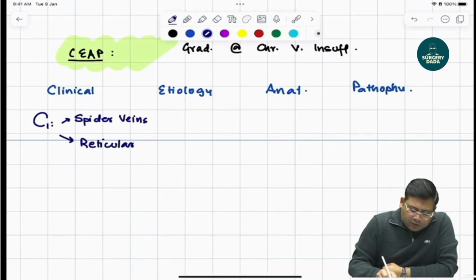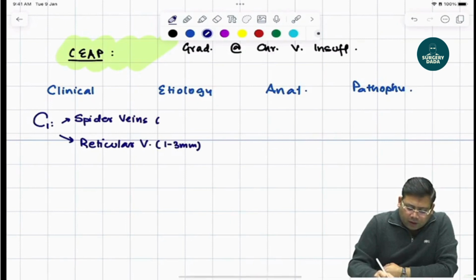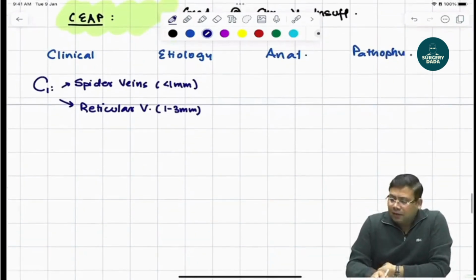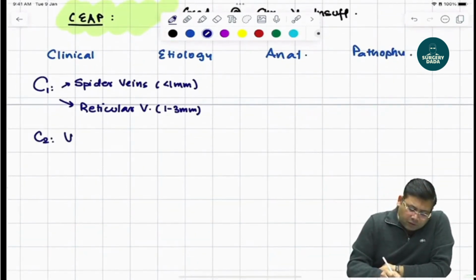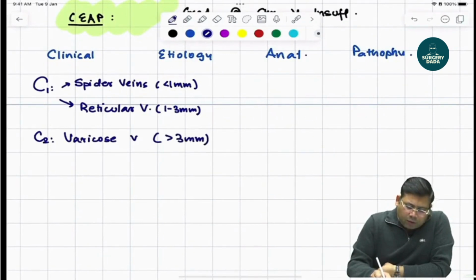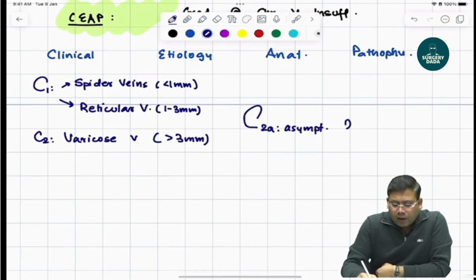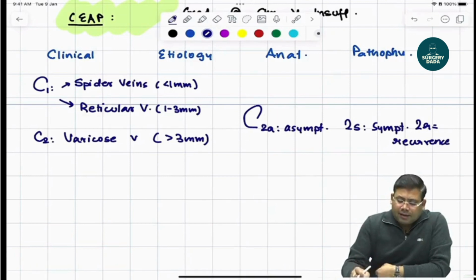Now what is the difference between reticular veins and spider veins? 1 to 3 mm diameter veins are reticular, less than 1 mm, subdermal or intradermal veins are known as the spider veins. We have C2, which qualifies for what, students? Varicose veins. So what is again the difference in diameter? More than 3 mm, broad, tortuous, cosmetically unacceptable. Now here there is a catch. If the patient is not having any symptom, that is known as C2A, asymptomatic. If the patient is having any complaint, any problem, that is symptomatic. What is C2R? If it has recovered, now there is a recurrence, so that is C2R. So A, S and R.